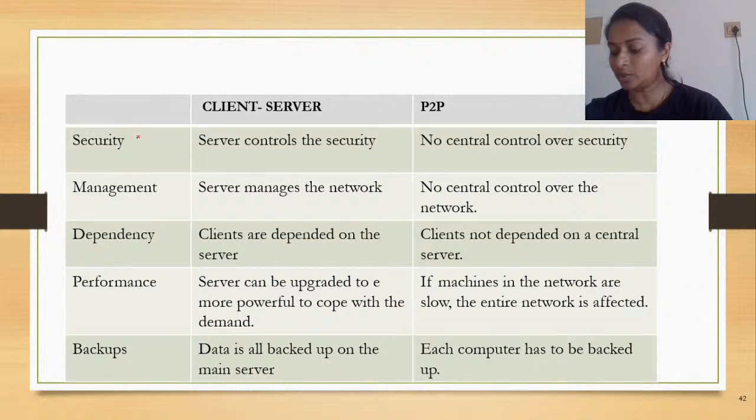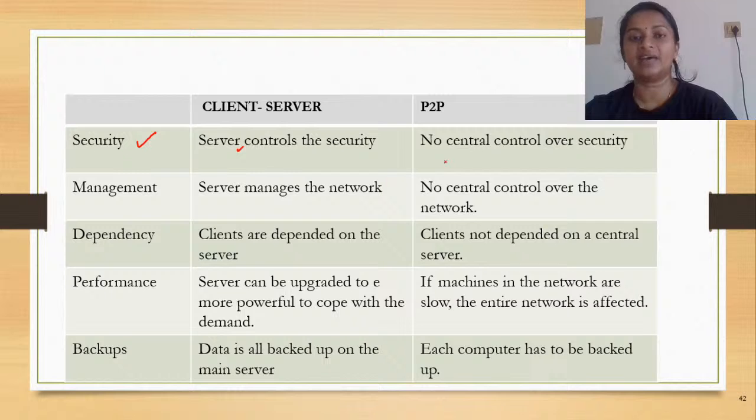Okay, we talked with respect to security, and who would be taking control over the security? Definitely the server in the client-server architecture. And in the peer-to-peer, you do not have a central control over the security. Each system should have security features enabled in it separately. Fine. When you're talking about management, who manages the entire network? When you talk about client-server architecture, definitely the server, which has a higher level or higher priority when you compare it to the other participating entities in the network.